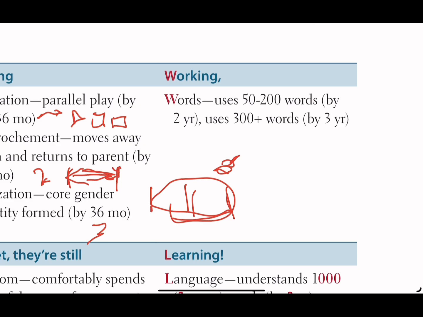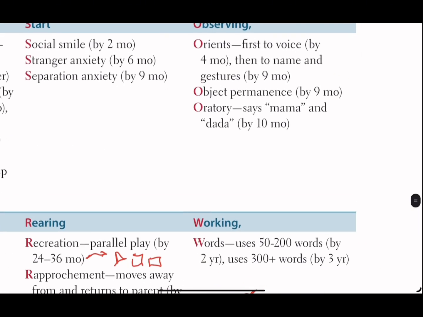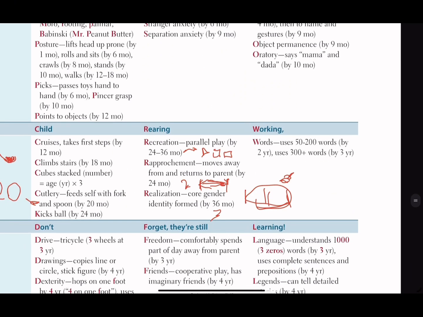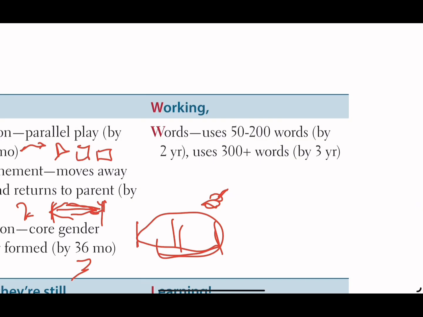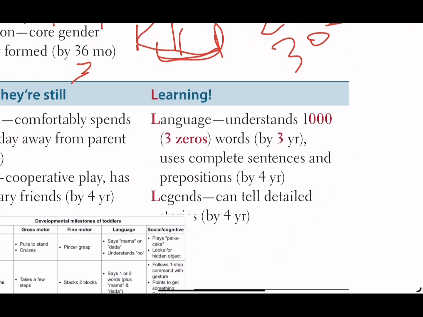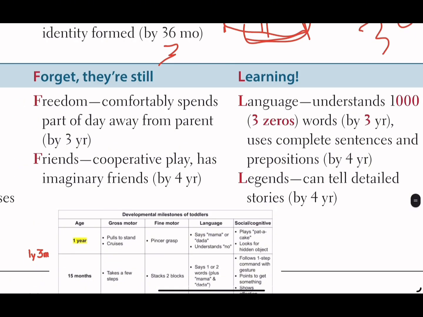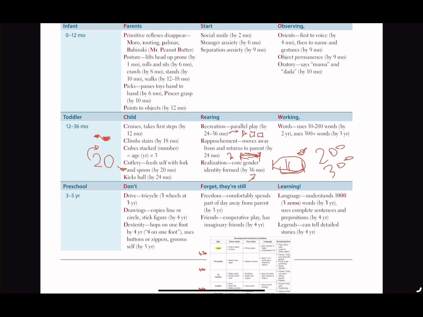Second year, first year we said the first year would be saying mama, dada. Second year will be 50 to 200. That's easy. So second year 200, third year 300, fourth year understands 1,000, complete sentences and prepositions by the fourth year, and can tell detailed stories. Okay, that's easy. So let's go over it again fast.